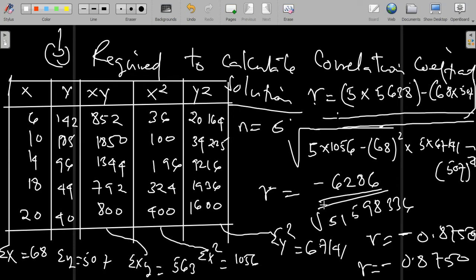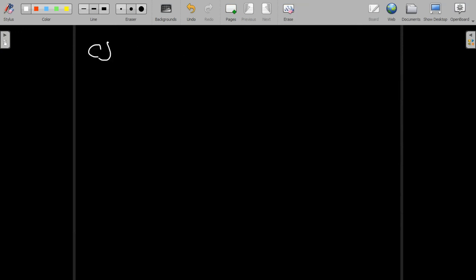The correlation coefficient is actually obtained from the general formula, as you observe: number of observations times summation of xy minus summation of x times summation of y, divided by the radical of number of observations times summation of x square minus summation of x squared, times number of observations times summation of y square minus summation of y squared.